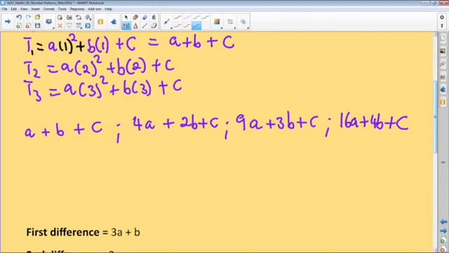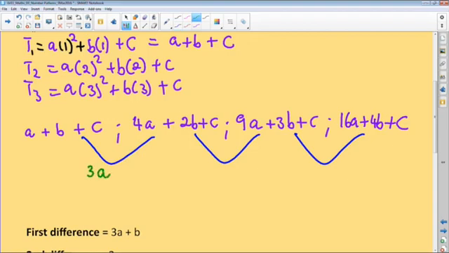Now, if we look at this pattern, we can work out the first difference here. Now, how do you work out the first difference? This minus that, and that will serve as our first difference. Now, you go to your like terms, guys. 4a minus a, you get 3a. And then the 2b minus b, that's b. c minus c, you get 0.